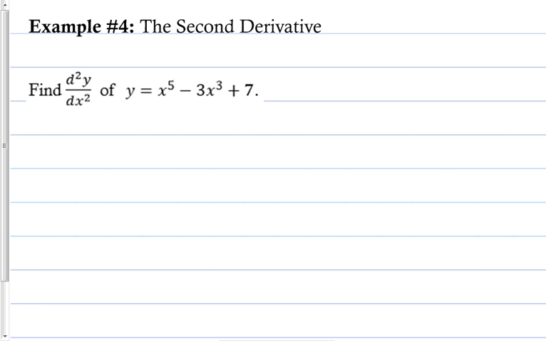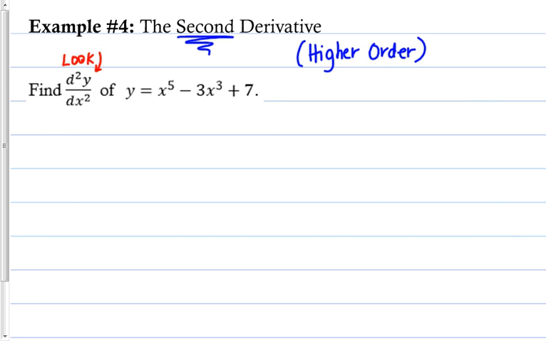All right, example 4, the second derivative. So this is actually a higher order derivative. And higher order just means if you do the derivative more than one time, it's a higher order. Notice the notation, please. Find d2y over dx2. Okay, this is how you would determine the second derivative.